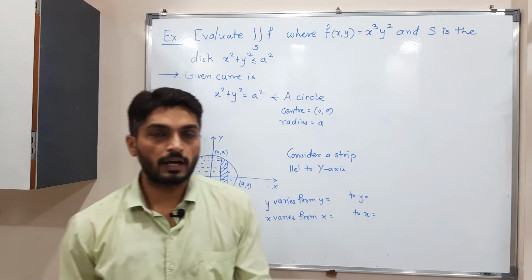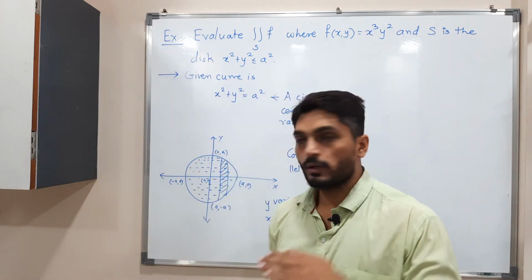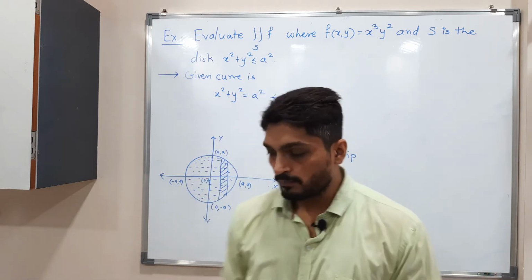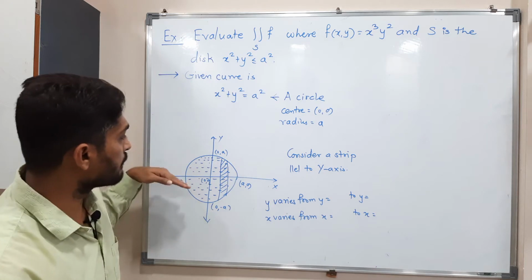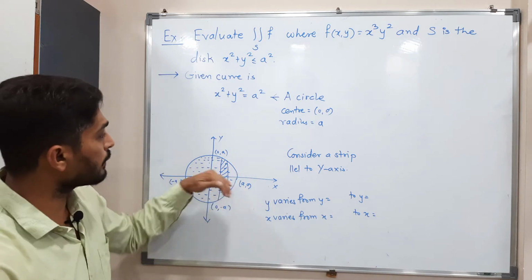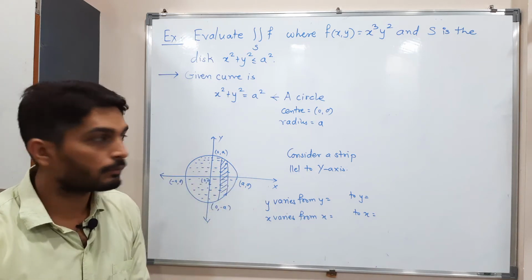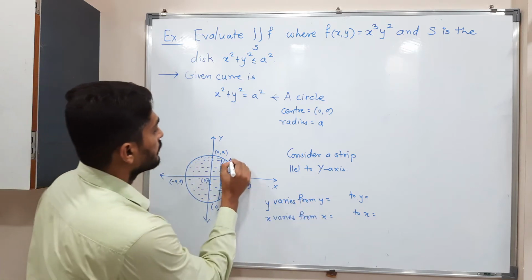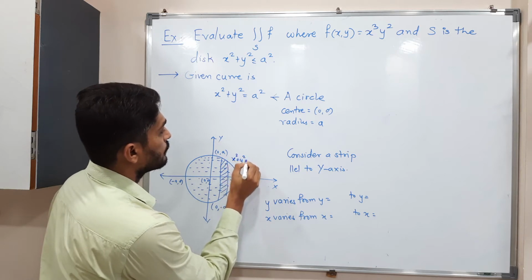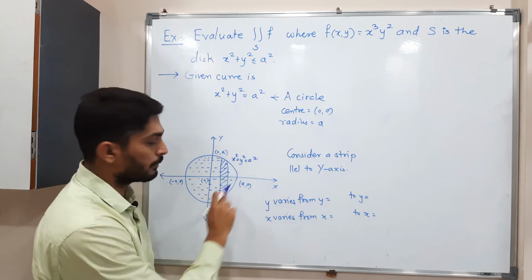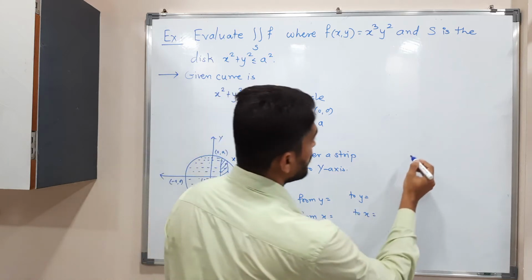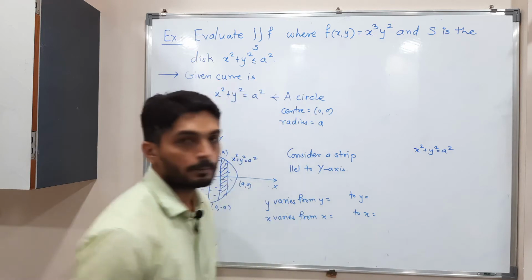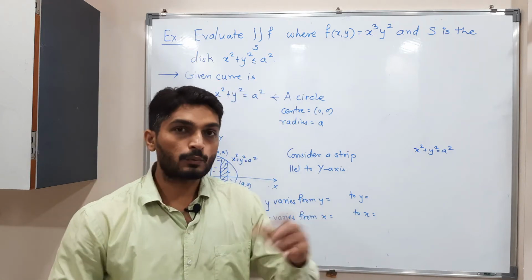What is our funda? For a strip we consider bounded below, bounded above, and left to right. As you can easily see, the strip is bounded below by a circle as well as bounded above by the same circle. So we write the limits: bounded below by a circle and bounded above by a circle, x square plus y square is equal to a square. I will think about the bounded below first. As you know, the equation of the circle is x square plus y square is equal to a square, so we have to express y is equal to something.